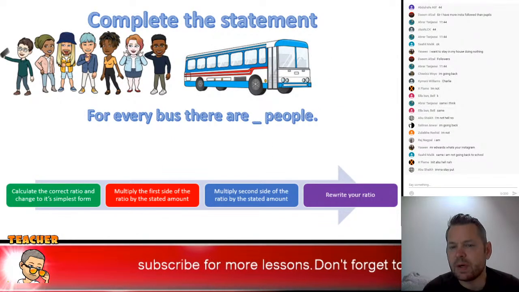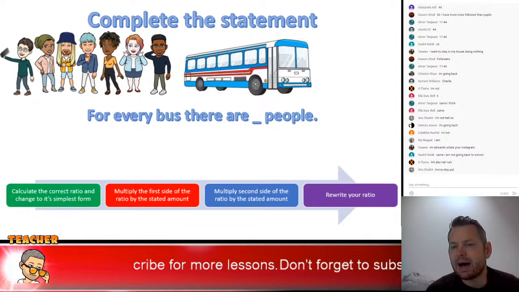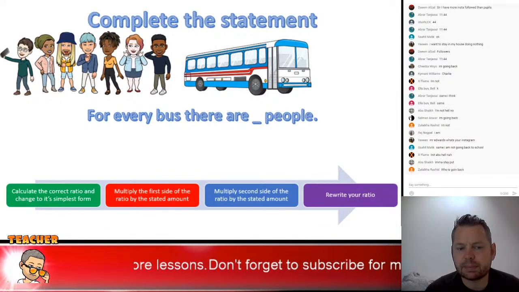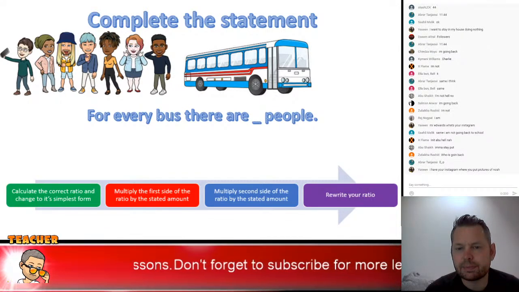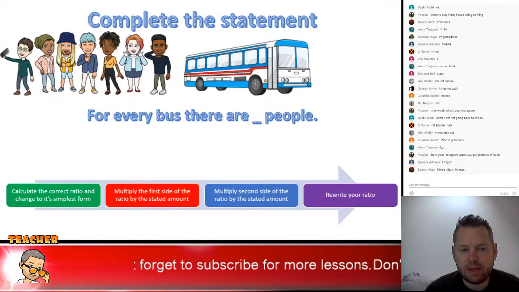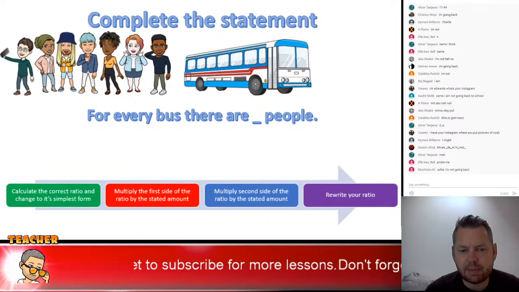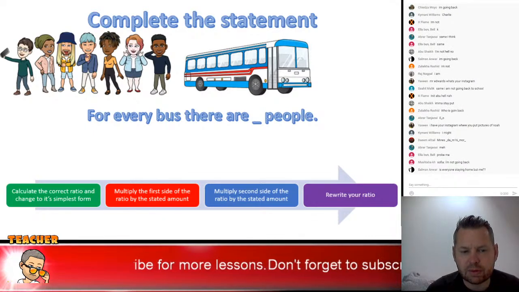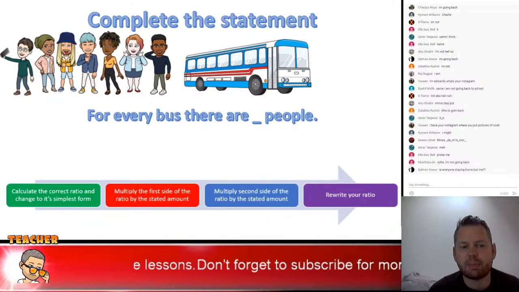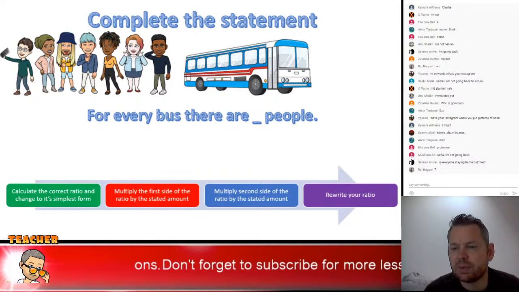Okay, so we have, for every bus, there are blank people. For every bus, there are blank people. So if you know the answer, then let me know. For every bus, there are blank people. So I want you to tell me the ratio in the chat box, please.